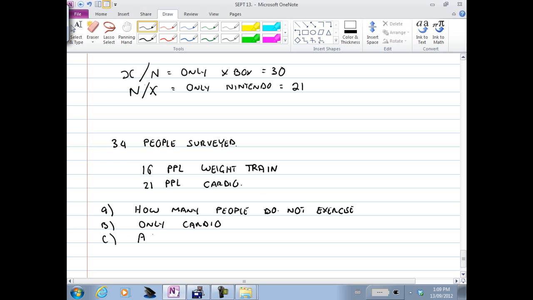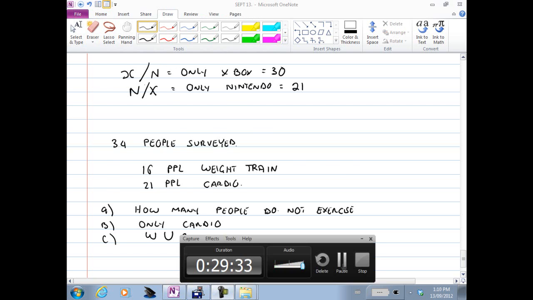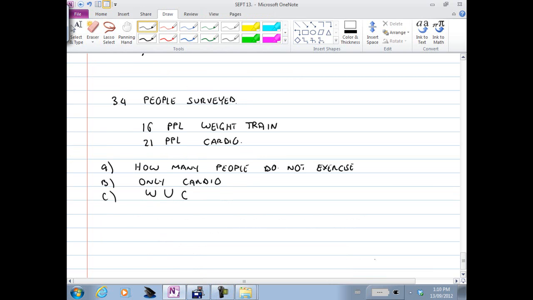A, oops, sorry, not A. I want W union C. W union C, which means weight union cardio. I'm going to pause it. Sorry, I made one tiny boo-boo. I'm going to change one thing.